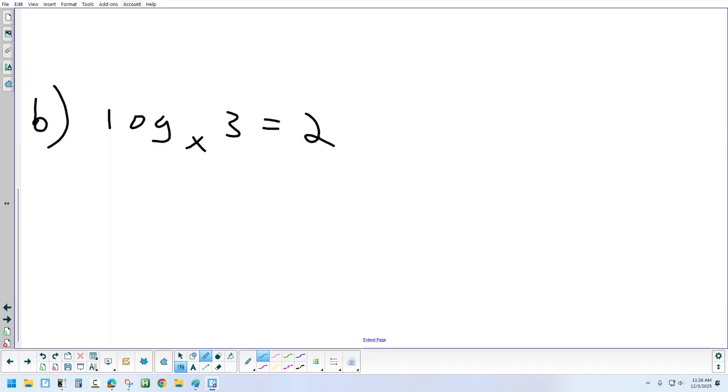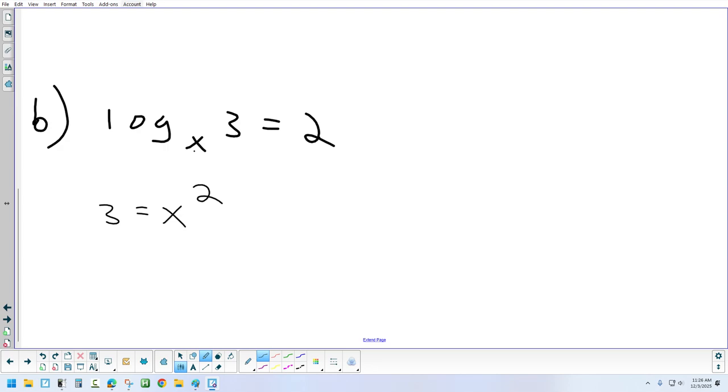Yeah? It'll be 3 equals x squared. So 3 is your argument, so that's by itself. X is your base, and logarithm always equals the exponent. So this time we're not done. We still have to solve for x.